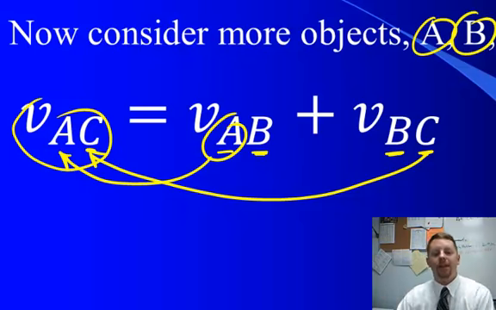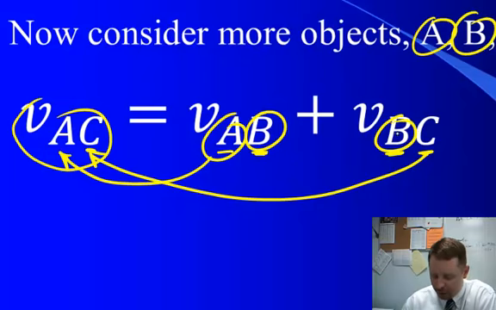So we bookend the addition of velocities with the velocities that we want. And in the middle, your intermediate letters always have to match.